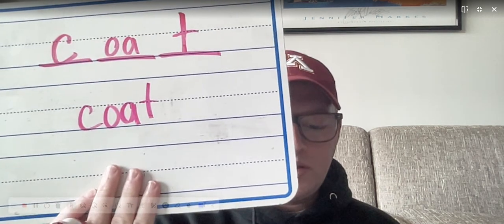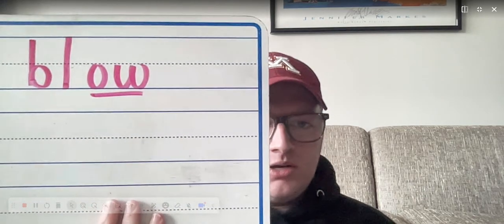Good. Okay, now I'm going to spell the next word, which is blow. Blow. I hear B-L-O. Now at the end, I have 2 different spellings that I can spell. And for this one, O-W is the correct one. Blow.